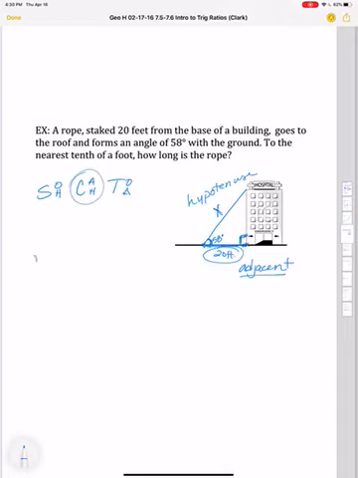So I'm going to use cosine, because if I use sine, I would have y over x. I don't know what the opposite side is. That doesn't help, right? If you did sine of 58 degrees, that's the opposite, so y over x. Well, I can't have two unknowns. You can't do that. So cosine of 58 degrees equals the adjacent side, 20, over my hypotenuse x.